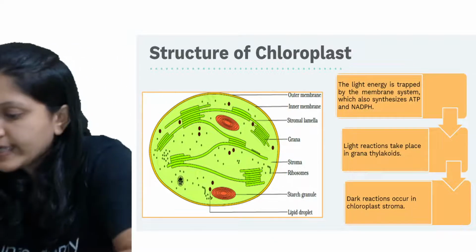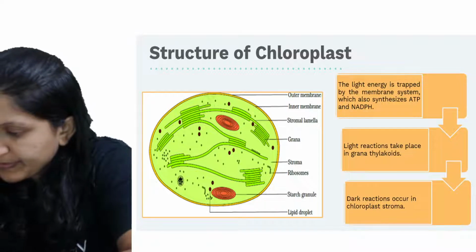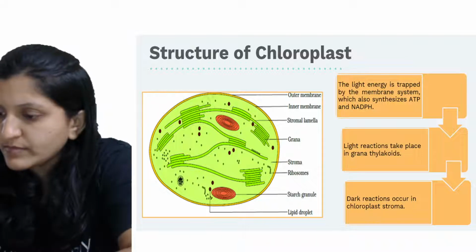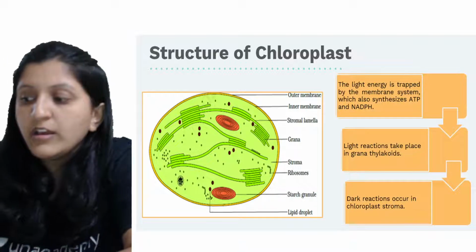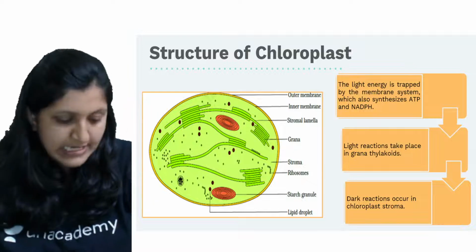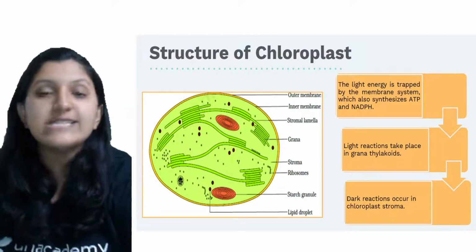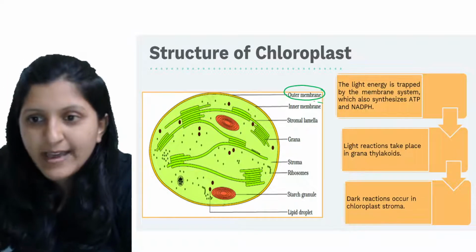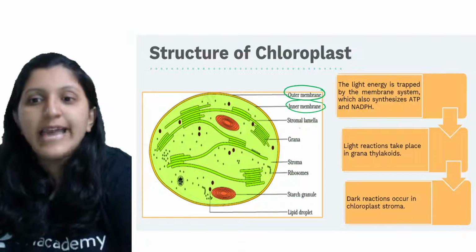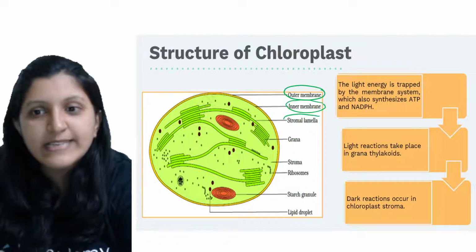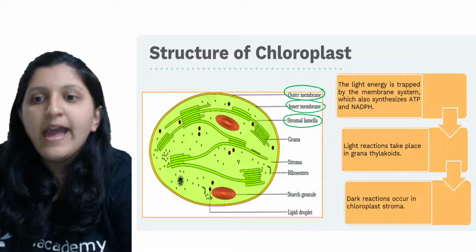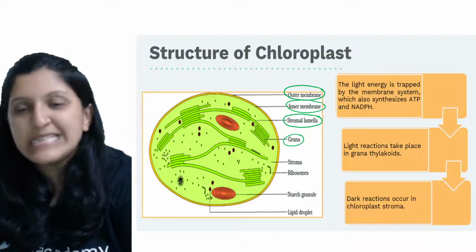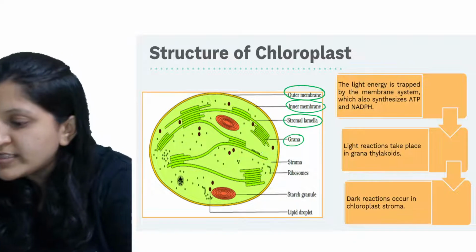All right, so one second, I'll just open this up. Okay, all right, so here you can see the structure of chloroplast, which is a double membrane structure. So there is an outer membrane, there is an inner membrane. Okay, then you can see stromal lamellae, so that is connecting two of the granum, and this is grana, the plural term. Okay, so granum is singular and grana is a plural term.